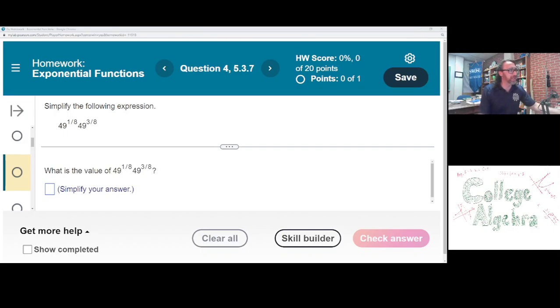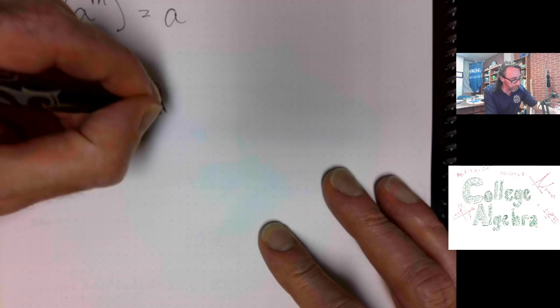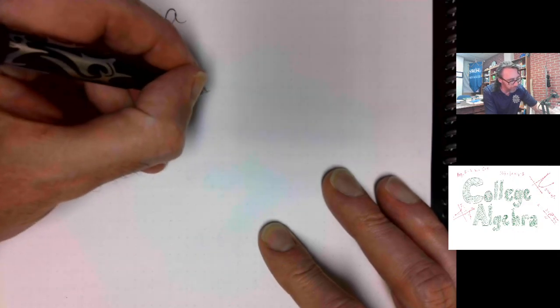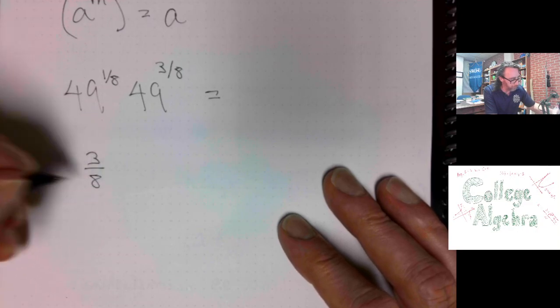We have 49 power 1/8. Now I have no idea what that is. And then 49 power 3/8. Okay, well, let's go back to the document camera here. So 49 power 1/8 times 49 power 3/8. Well, rules for exponents tell me I should add the exponents.